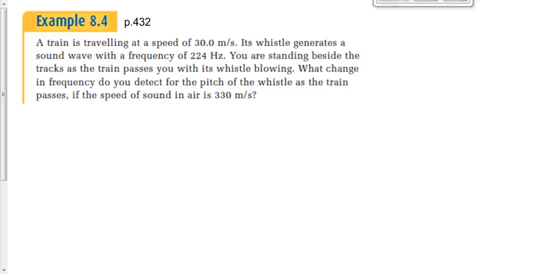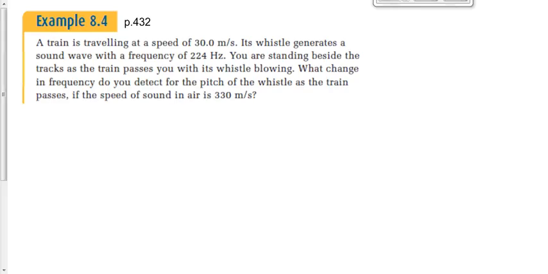Take a look at an example. Page 432 here. It says, a train traveling at a speed of 30 meters per second. Its whistle generates a sound with a frequency of 224 hertz. You're standing beside the track as the train passes you with its whistle blown. What's the change in frequency that you detect if the speed of the sound in the air is 330 meters per second? We could make this a little bit harder by saying the temperature of the air is 20 degrees Celsius, right? Then you have to find the speed of sound and then do your thing. They give you the speed of sound here to make it a little bit easier.